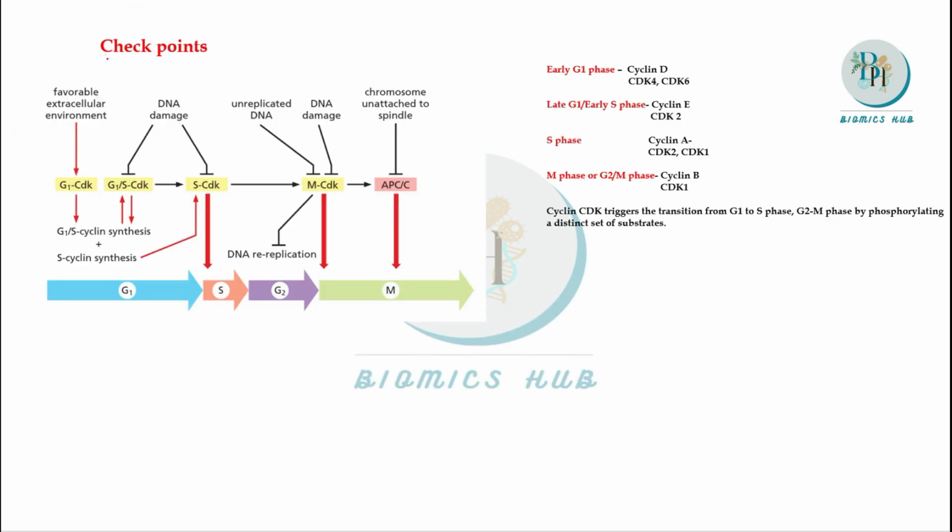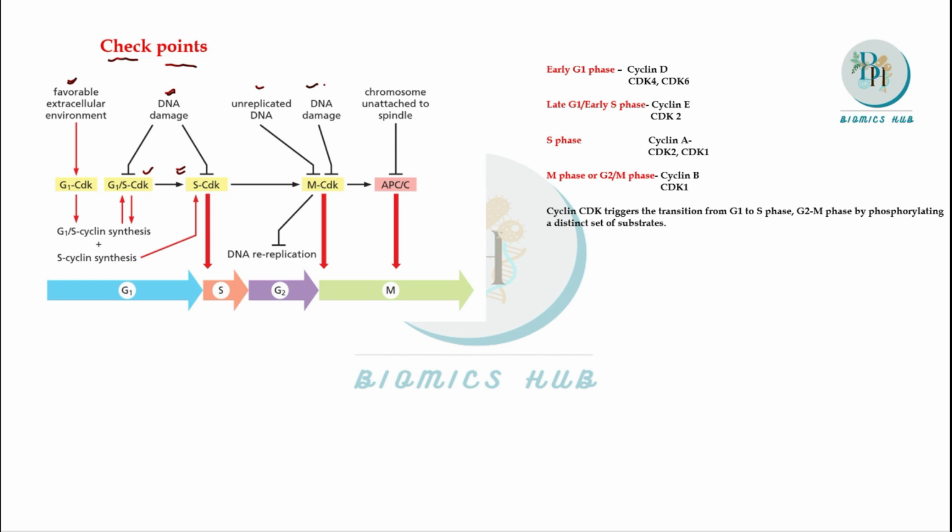So these are the checkpoints. Here we have the checkpoints which are involved during all phases of the cell cycle. So how is this checkpoint regulating? If there is no favorable environment, if the cell cannot grow, the G1 checkpoint regulates it. If the cell indicates that the DNA is damaged, it will inhibit the G1/S CDK as well as the S CDK. If there is no replication of the DNA, or anything is damaged, it can also inhibit the M CDK.